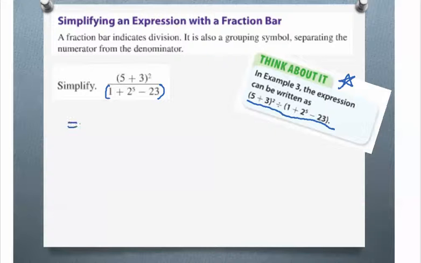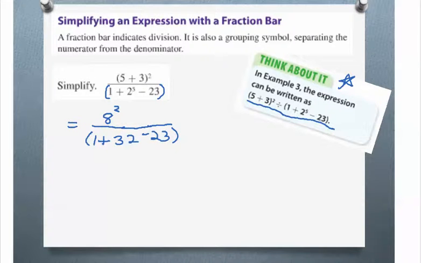So we're going to handle what's in the top parentheses, and that's 5 plus 3, so that would be 8. And we're still going to square that. And then we're going to handle the bottom parentheses. So we have to do some solving on this one. We've got an exponent in the bottom set of parentheses, so I'm going to do that first. Now 2 times 2 times 2 times 2, so we're going to do 5 of those. So 2 to the 5th power is 32 minus 23 here.